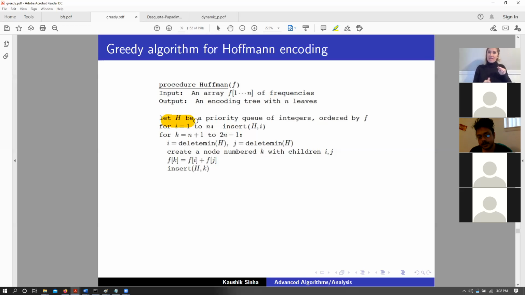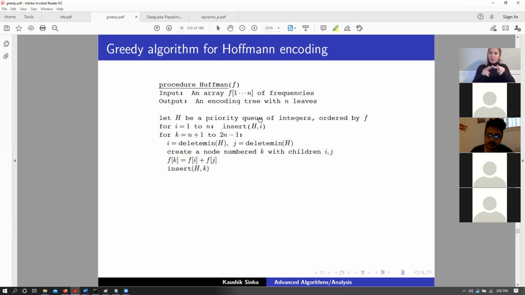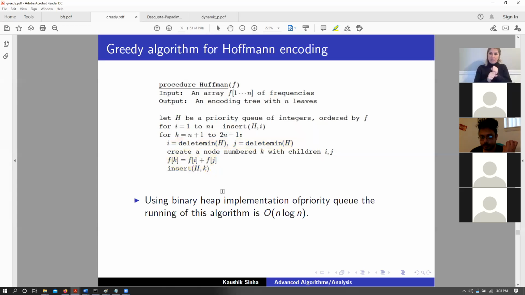So you again create a priority queue with respect to the frequency values. You insert every frequency value to your priority queue, and then you pick the two lowest frequencies, let's say I and J. You get that from the priority queue. You create a new node called FK that is the summation of these two nodes, and then you insert it back into the queue, whereas you're deleting the I and J minimum values from the queue, and you keep on iterating along that to finally create your tree.